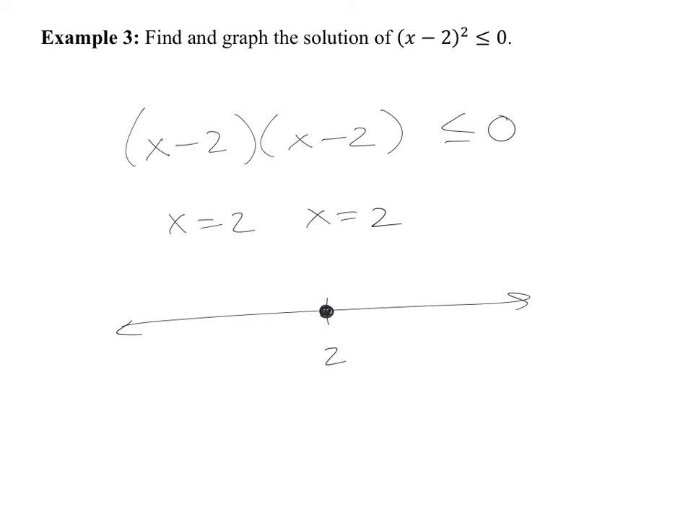Now, we still need to test those regions, right? So if I test the point to the right of 2, I'll choose the point 3. Plug 3 in here and here. 3 minus 2 is positive. 3 minus 2 is positive. Positive times positive is indeed positive. Next, choose a point over here. Choose the number 1. 1 minus 2 is negative. 1 minus 2 is negative. Negative times negative, what is that? It's still a positive. So when is this expression less than 0?